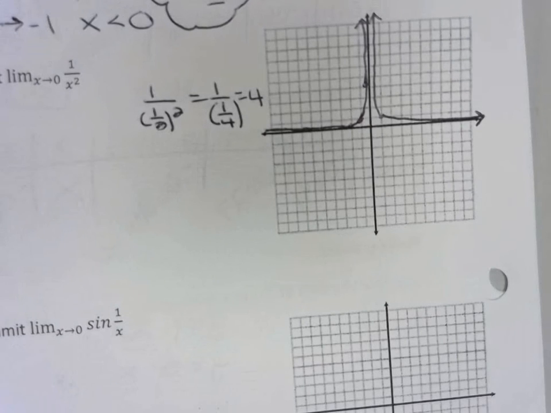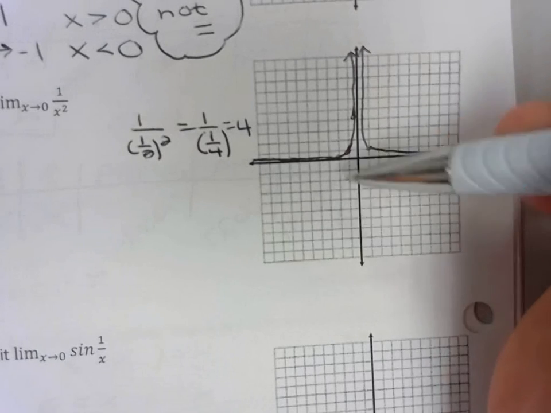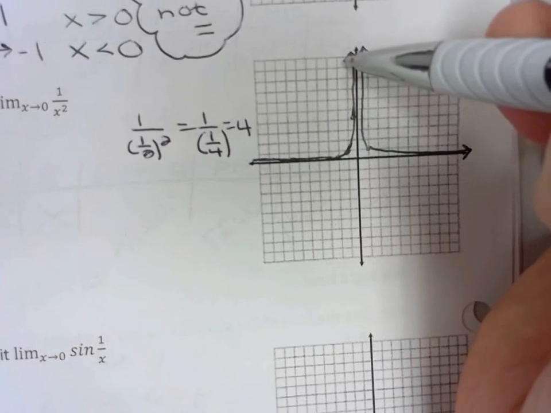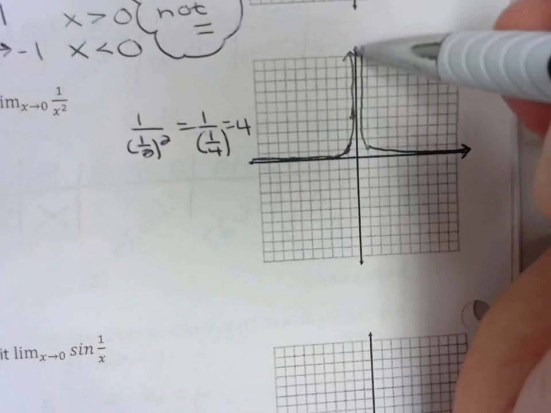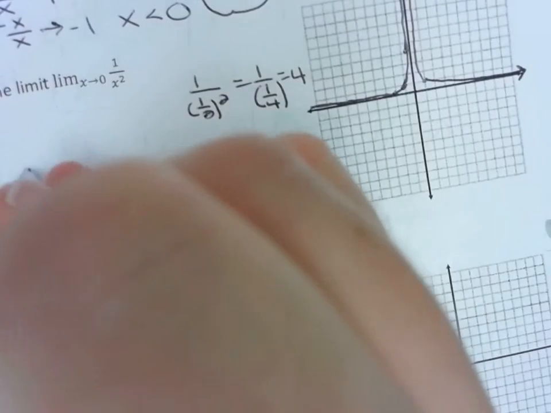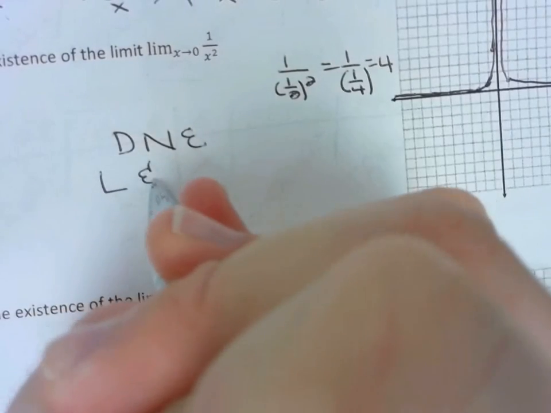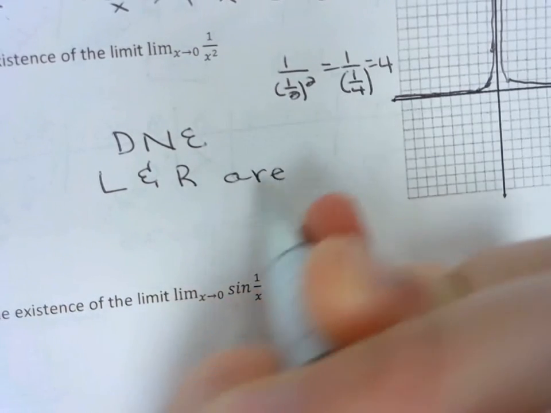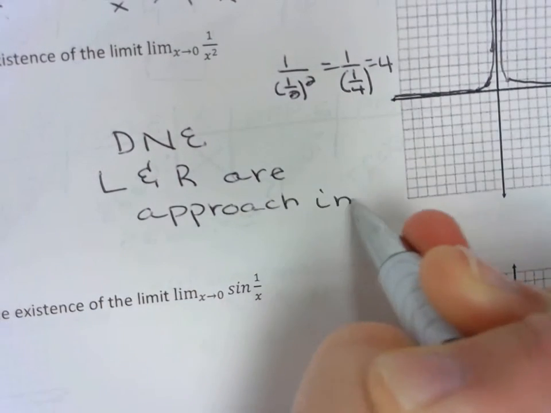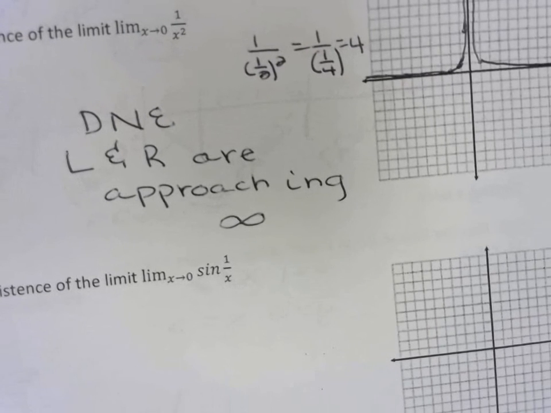So as I look at this, I want to know what is the limit as x approaches 0. As x approaches 0, from the left and from the right, what we notice is that they are going to infinity. The left is going to infinity, the right is going to infinity, so they're not really approaching anything. So the limit does not exist because left and right are approaching positive infinity. They're not actually approaching an actual number. Even though they're approaching the same thing, an actual limit needs to be a specific number.